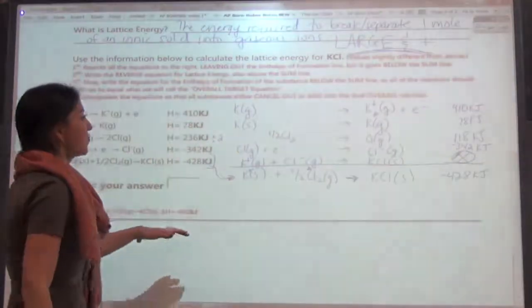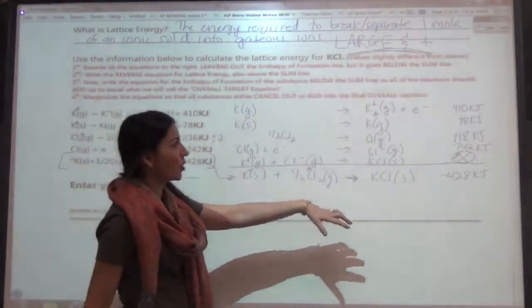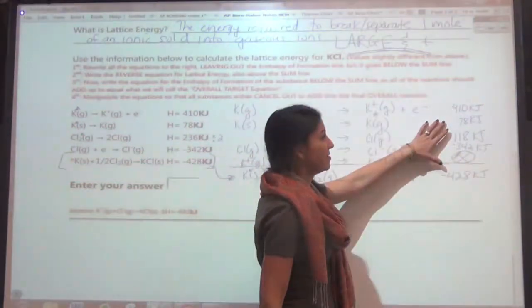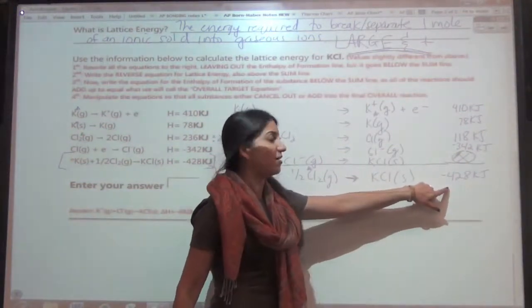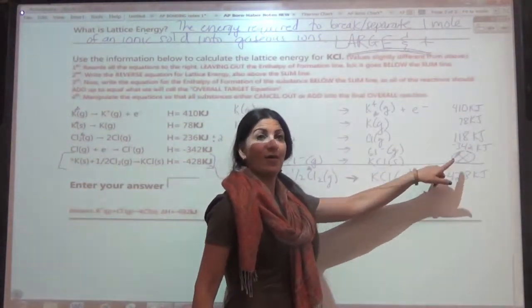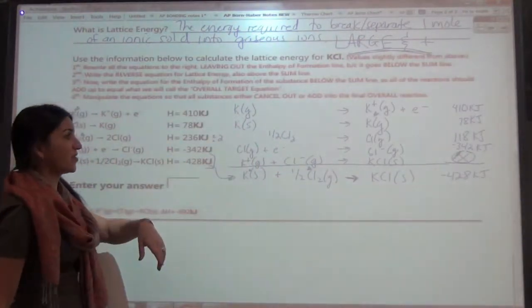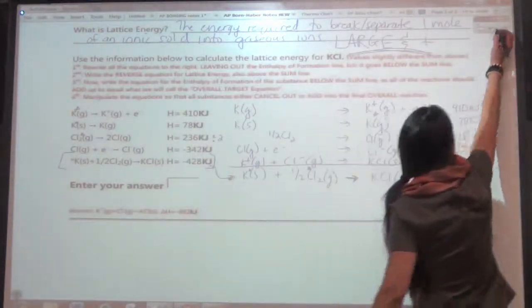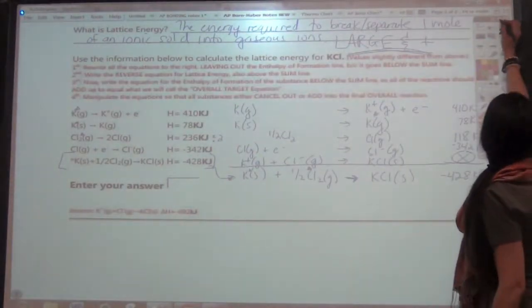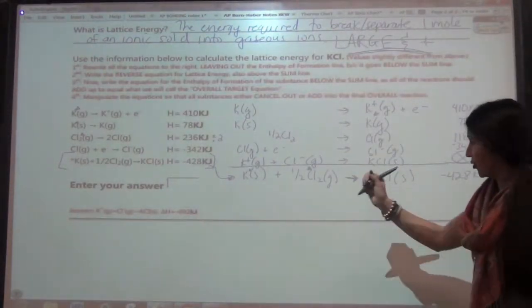Okay? So now, all we're going to do is we are going to add up all of these numbers and set them equal to negative 428. And then we're going to end up solving for X. Let's just double check this before we do that to make sure that everything cancels out. Okay, so I'm just going to switch the color right here. And while you're doing your calculation, I'm going to show you how this all works out.